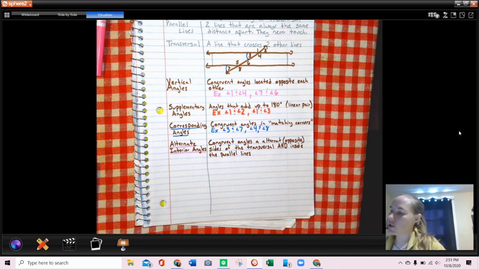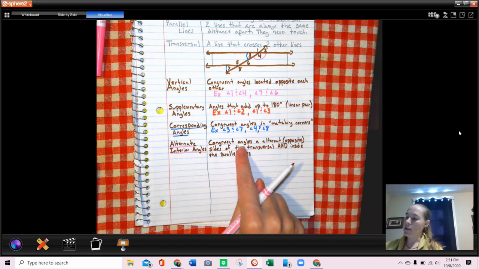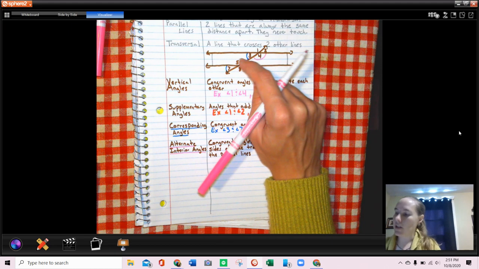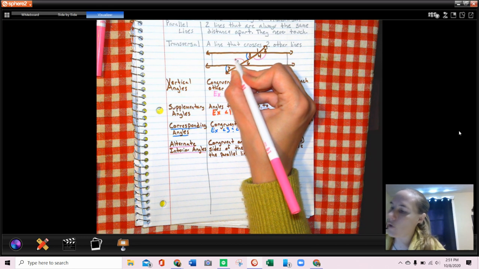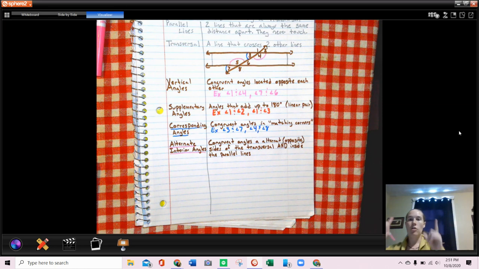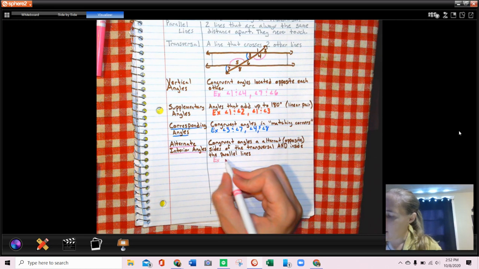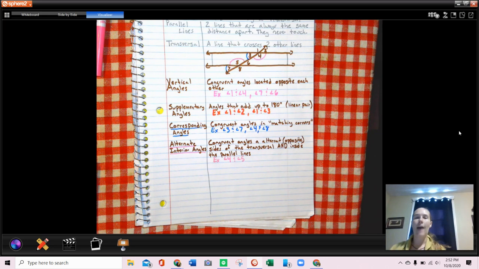So say I wanted to start with angle 4. The first thing I need to do is go to the opposite side of my transversal. And inside the parallel lines, so it's going to be angle 5. So they're on opposite sides of that transversal, and they're inside those parallel lines. So our example here is angle 4 and angle 5. See if you can find that second set of alternate interior angles and write them down now.